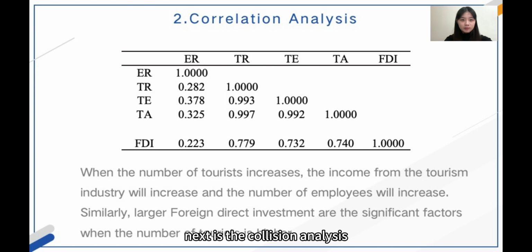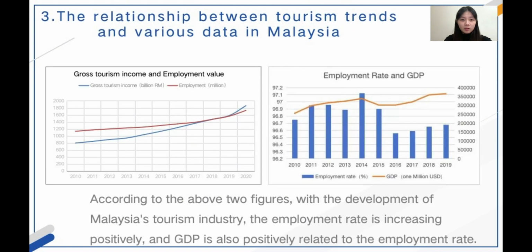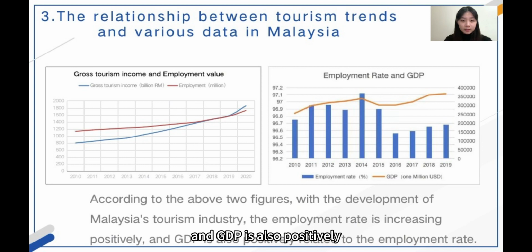Next is correlation analysis. In the table, all data are positively correlated. When the number of tourists increases, the income from the tourism industry will increase and the number of employees will increase. Similarly, larger foreign direct investment is a significant factor when the number of tourists is higher. The third part is the relationship between tourism trends and various data. According to the above two figures, with the development of Malaysia's tourism industry, the employment rate is increasing positively, and GDP is also positively related to the employment rate.